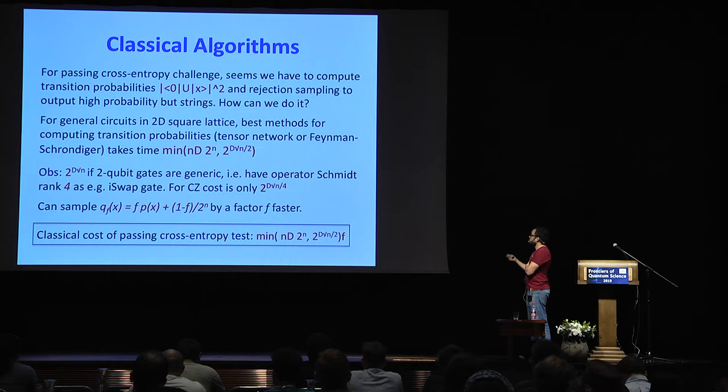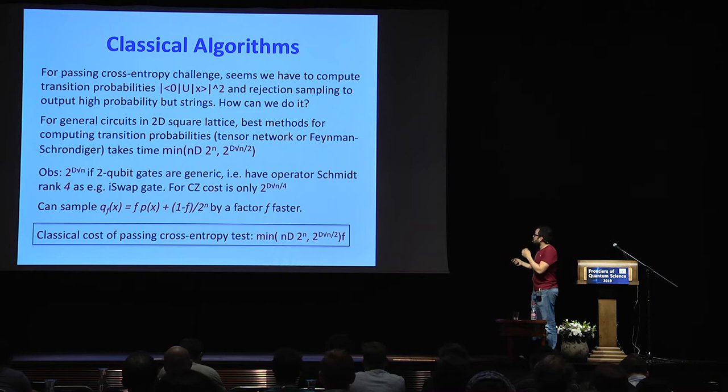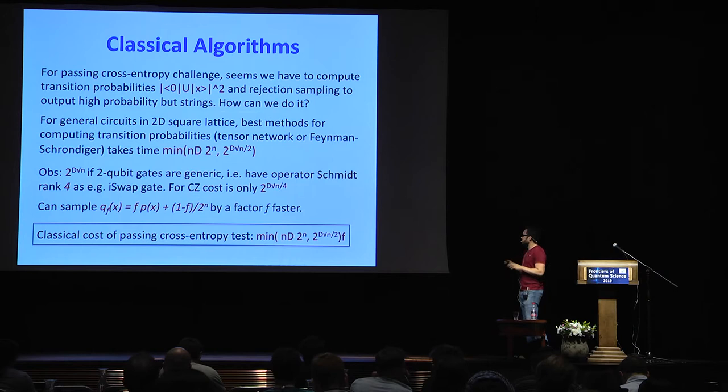One is using tensor network contraction. Each of these gates, you can see as a tensor with four legs, from the two qubit inputs to the two qubit outputs. Then you have this huge network of all the gates applied one after the other, and you start contracting this tensor network. This is one method. There is another one called Feynman-Schrödinger that I won't explain, but is also used. The point is that both have the same complexity. So that is the time it takes.